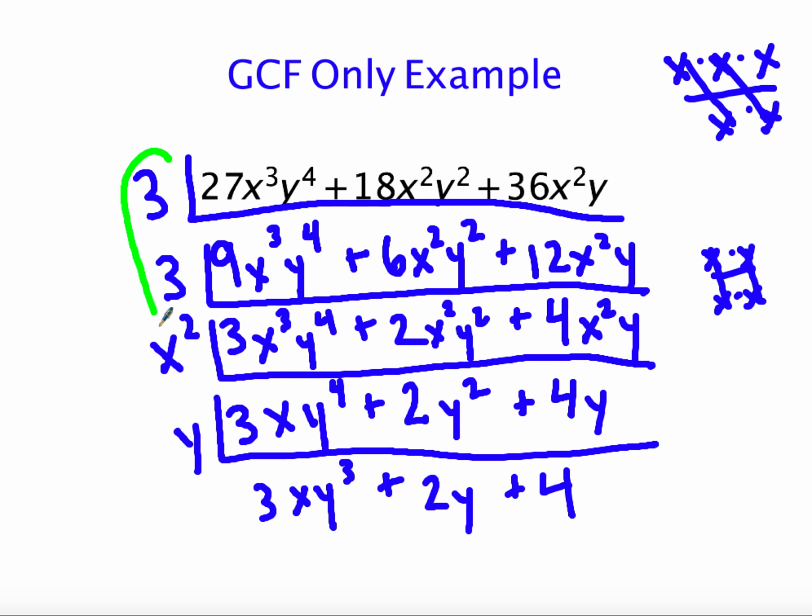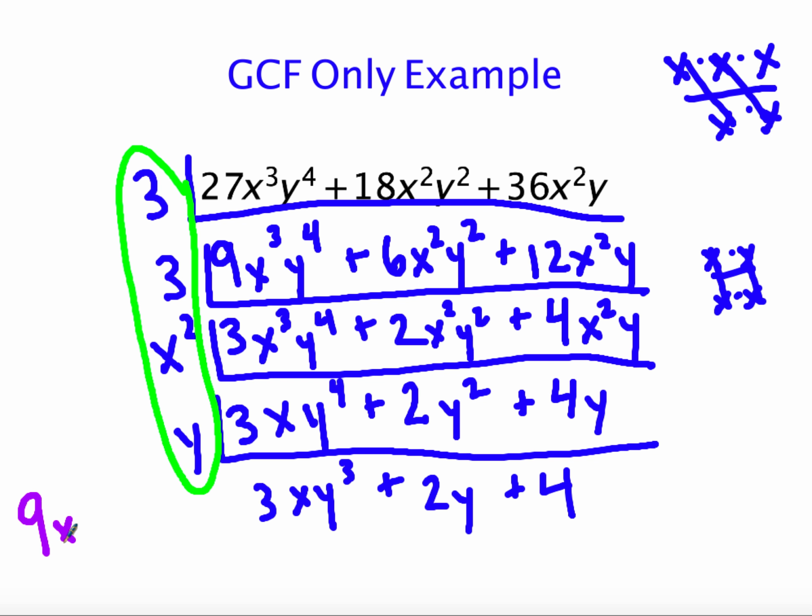The GCF is the product of these common factors on the side. Those are all common factors, so the greatest common factor is 3 times x squared times y. 3 times 3 is 9 times x squared times y. Now that's my GCF. If an assessment asks you to just find the GCF, then you're done. The GCF of 27x to the third y to the fourth plus 18x squared y squared plus 36x squared y is 9x squared y, or that's the GCF of the terms of this polynomial.